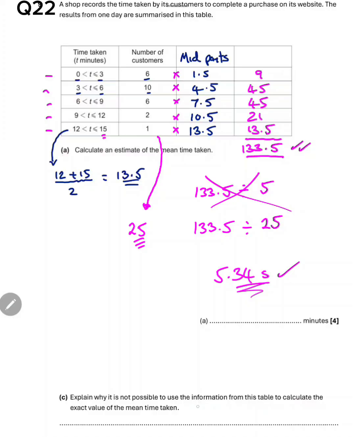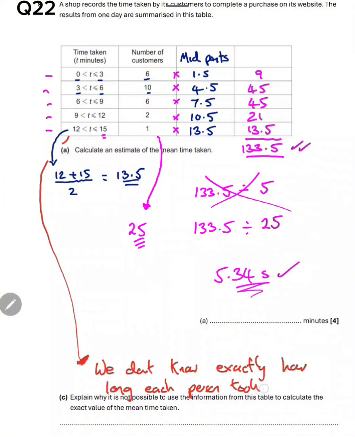Part C says, why is it not possible to use the information in the table to calculate the exact mean? And it's just looking at these times here, and you can write something like, you've no idea what time each person took. They took between 12 and 15 minutes in that last row. Who knows what time they actually took, so we can't get the exact mean.